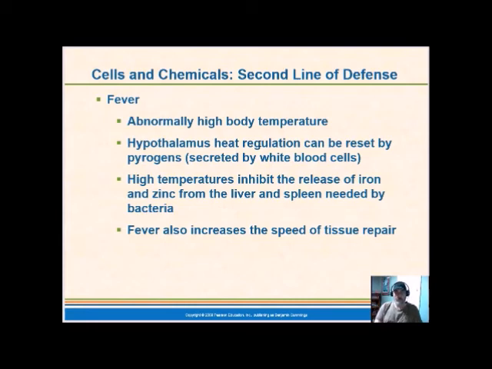We're going to up the temperature a little bit, because that high temperature is going to inhibit a couple of things. It will inhibit the release of iron and zinc from the liver and spleen, which are needed by the bacteria for them to multiply. And fever also increases the speed of tissue repair by increasing the metabolic rate.